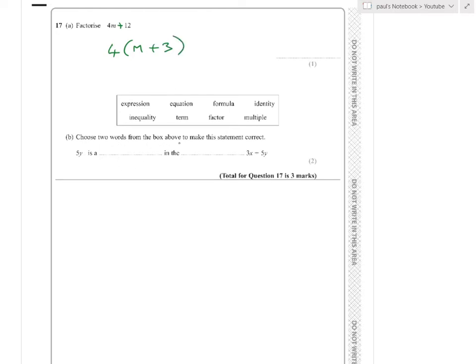Choose 2 words from the box above to make this statement correct. 5y is a term. It is a term in the expression because it doesn't equal anything, so it's just an expression.